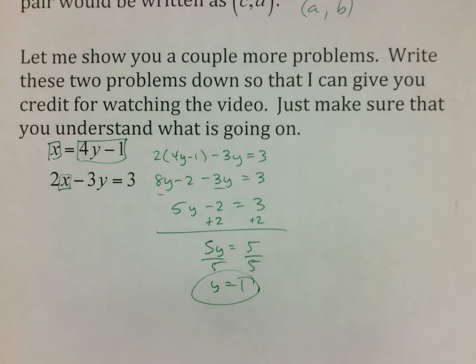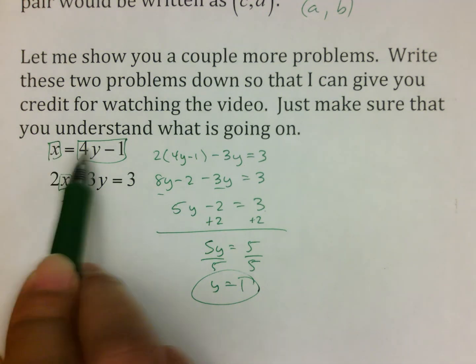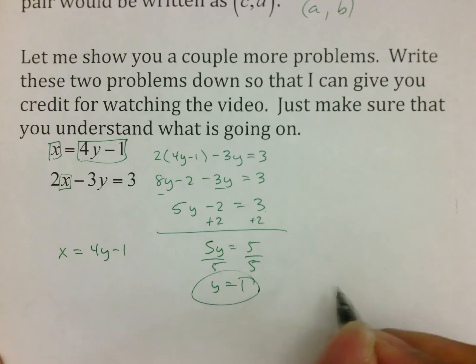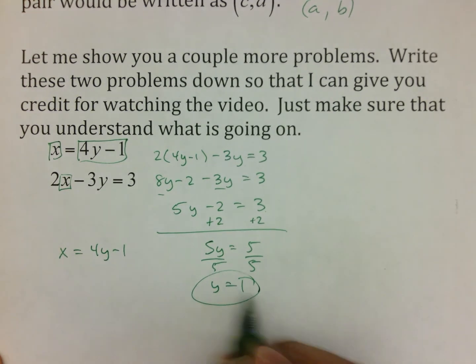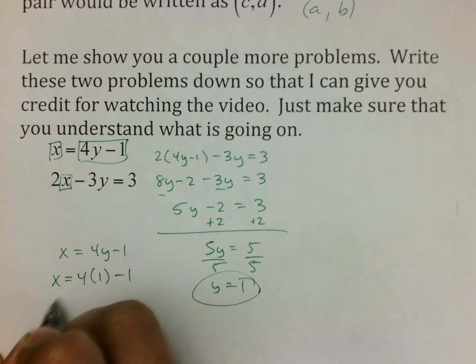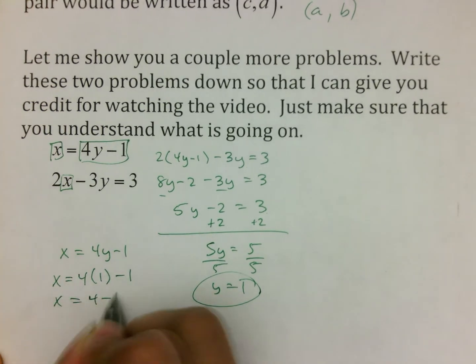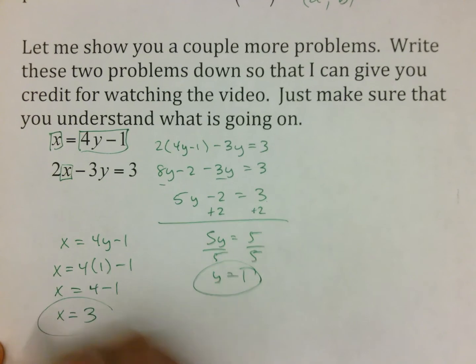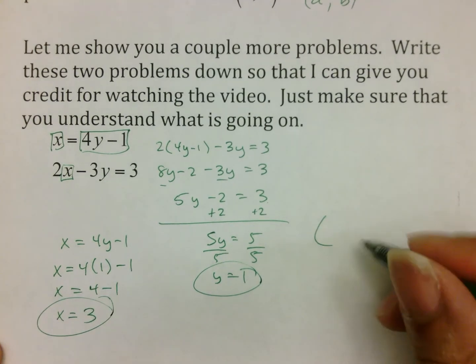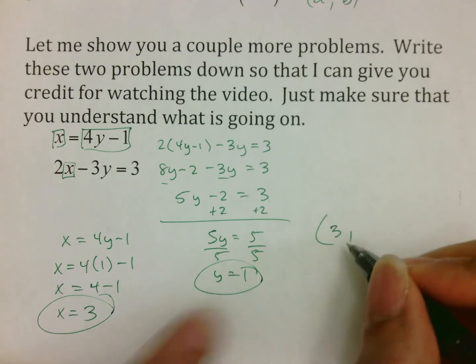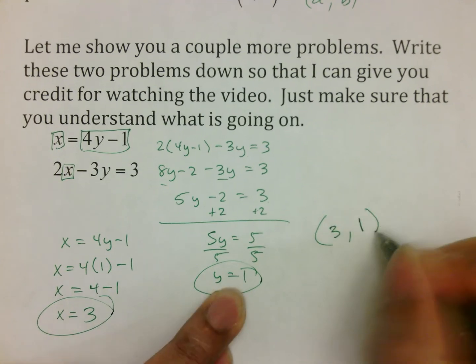Once we have y equal to 1, that is where we again go back to the equation that has the variable by itself, and I'll just write that out. X equals 4y minus 1, but now that I know that y is 1, I put x equals 4 parentheses 1 minus 1, which means that x is equal to 4 minus 1, or that x is equal to 3. And so for my final answer I put my x value first, which is 3, comma, y value second, which is 1.